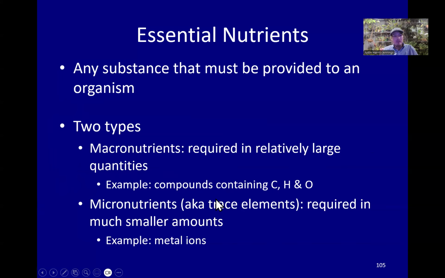And you can consider macronutrients and micronutrients depending on the quantity that they are needed. So things like carbon, hydrogen, and oxygen are macronutrients because you need them for literally every single molecule. While, for instance, sulfur is a micronutrient because you only need it for some proteins.